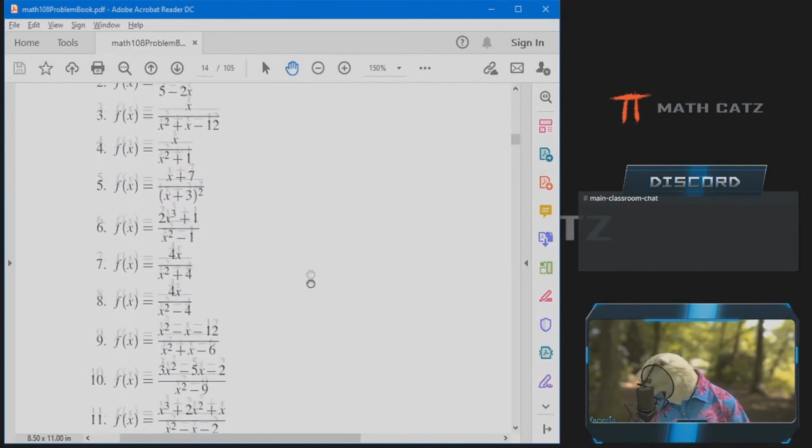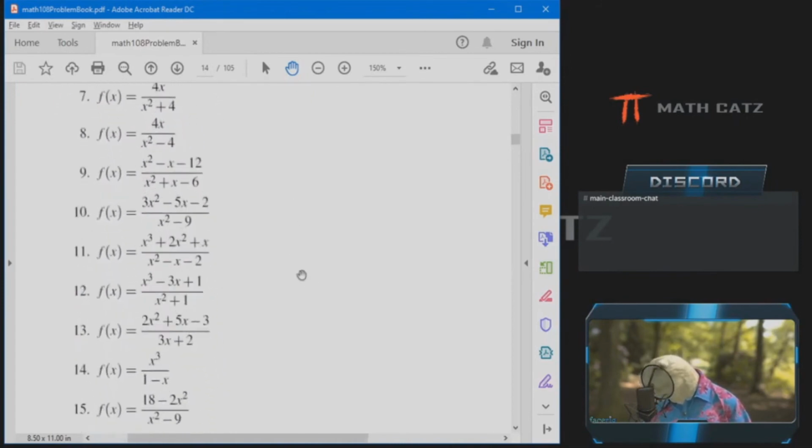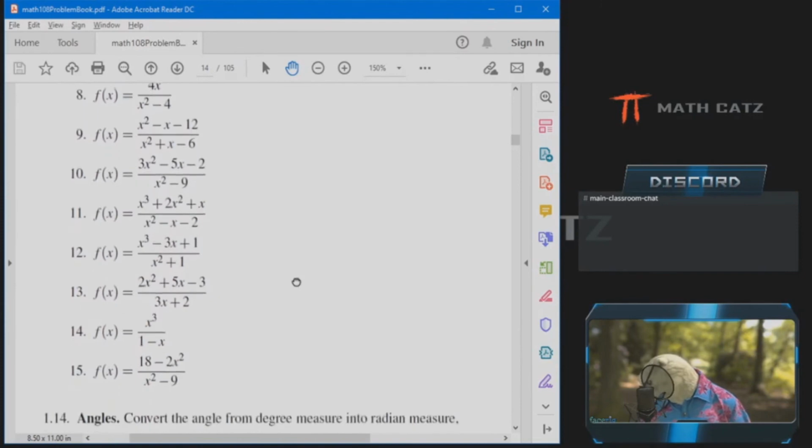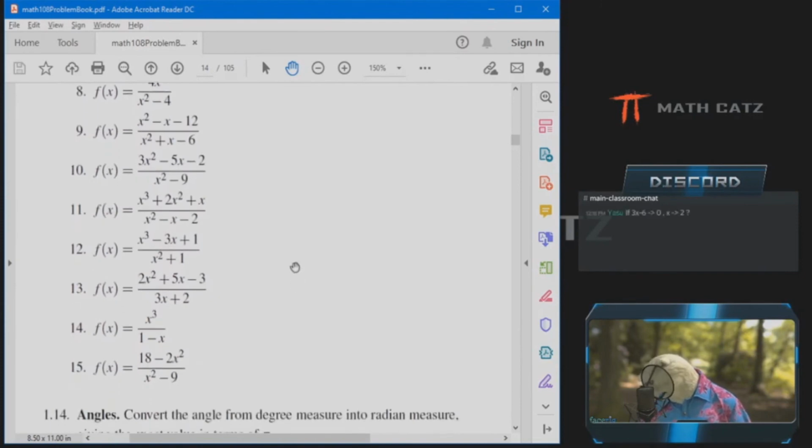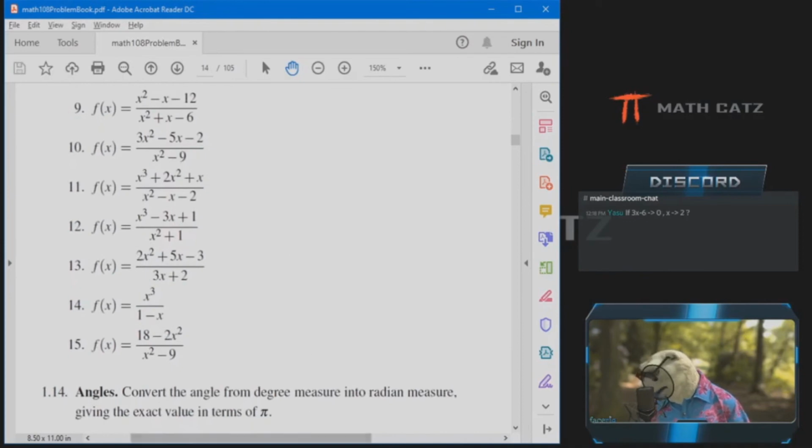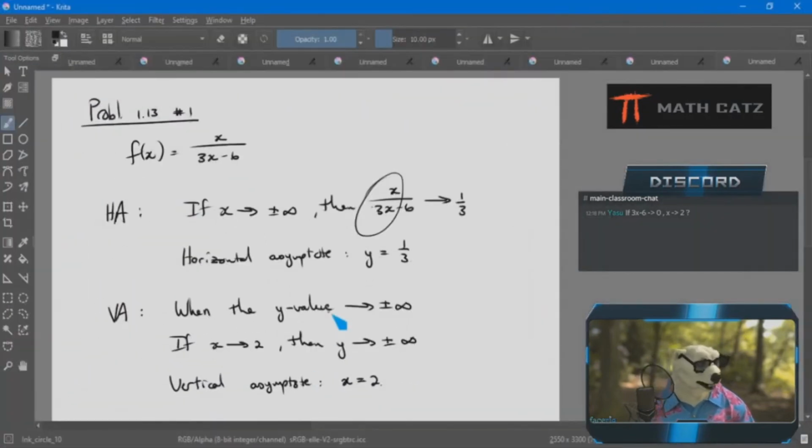Let me just scan over these real quick to see if I accidentally put that exception somewhere here. No, I don't think so. I think we're good. Let's look at number 9. If 3x minus 6 is heading to 0, well, the other way around. If x is going to 2, then 3x minus 6 is going to 0, and that causes the blow up in the y value size.